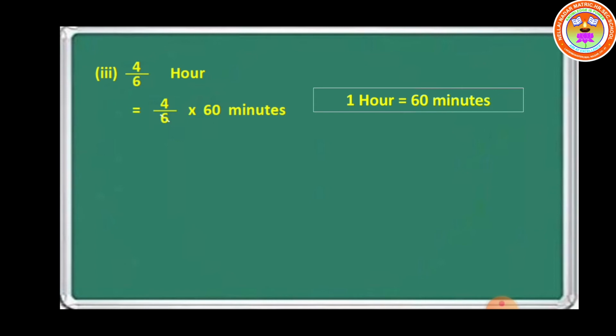By using the 6 table, 6 ones are 6, 6 tens are 60. So our answer will be 4 into 10, 40 minutes.